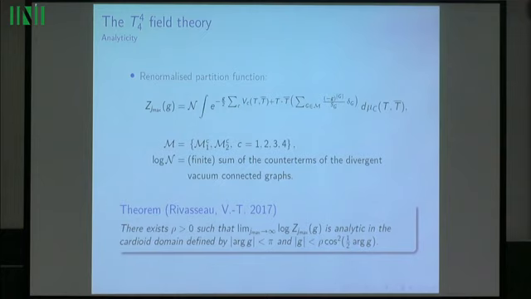Fabien, is there a sense in which your propagator is massive versus massless? Yes, there is a mass. It's n squared plus 1.